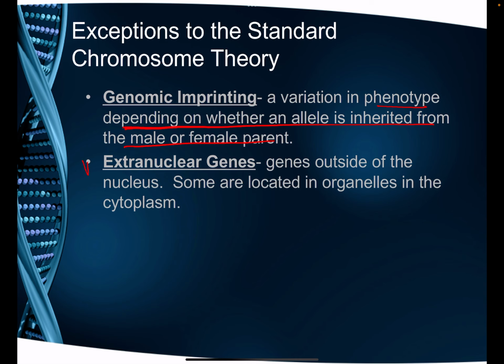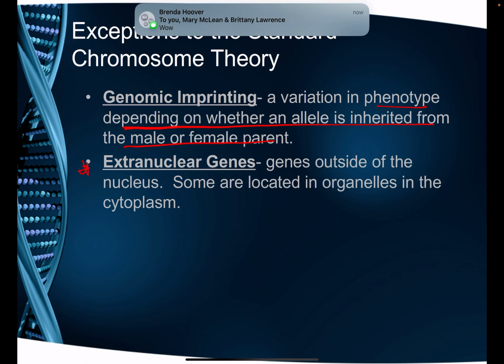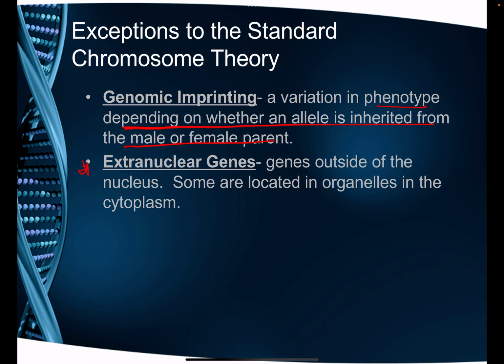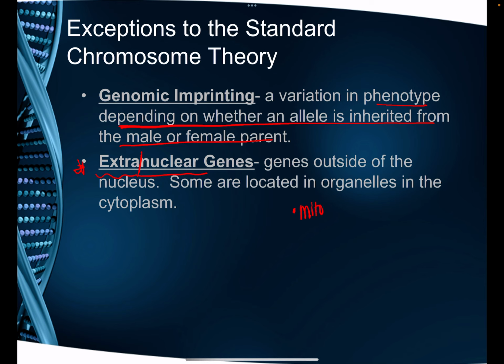And then lastly, we'll get into this more later on, extranuclear genes. So extranuclear, let's think about what that word means. Let's break it down. So nuclear, we're talking about nucleus. Extranuclear is going to imply outside of the nucleus. So think about this for a second. Where do you have genes? Where do you have DNA outside of the nucleus? There's two places. Think about it. You should say the mitochondria and the chloroplast.